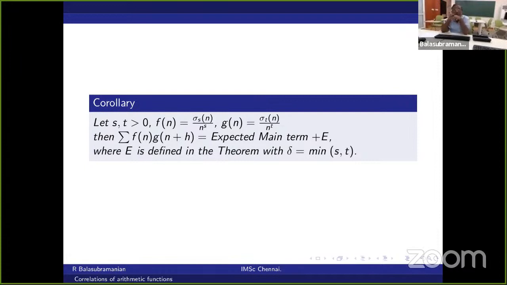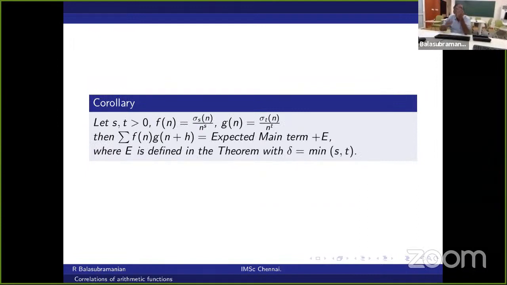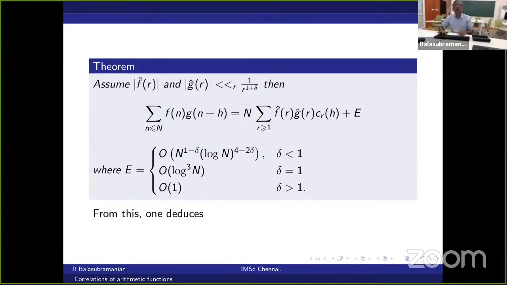And therefore, now you also have a Ramanujan expansion for f(n) and g(n), and we can compute, we know also the f hat r, and then put the value of f hat r, and then depending upon the delta, you will get this. In this particular case, this delta happens to be the minimum of s and t. If you take f of n equal to sigma_s(n) divided by n power s, and g of n equal to sigma_t(n) divided by n power t, then this delta is the minimum of s and t, and with this delta, you have this result. The summation of f(n) g(n plus h) is equal to the summation of f hat, g hat, c_r(h).